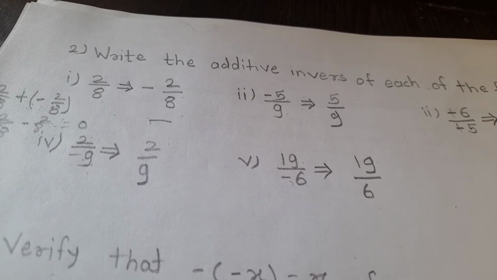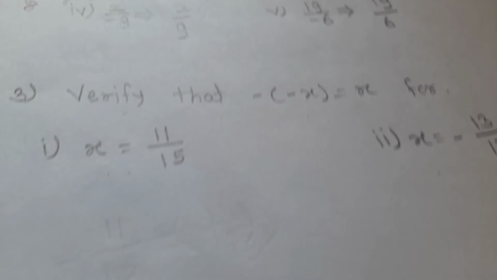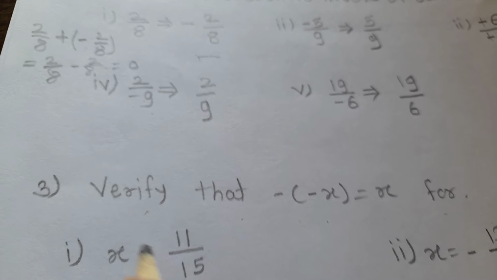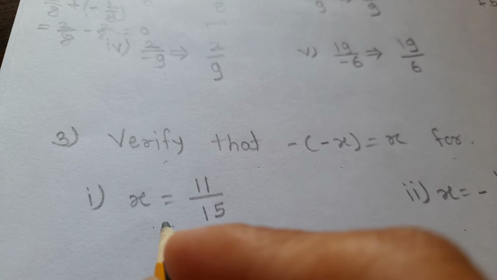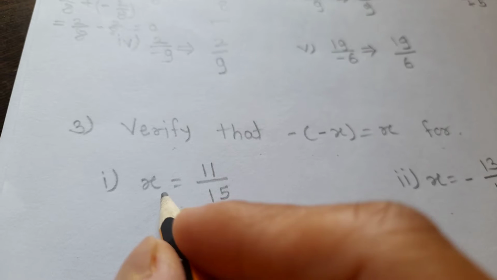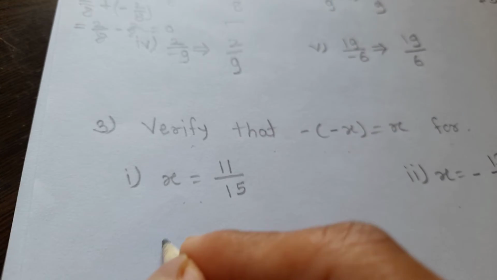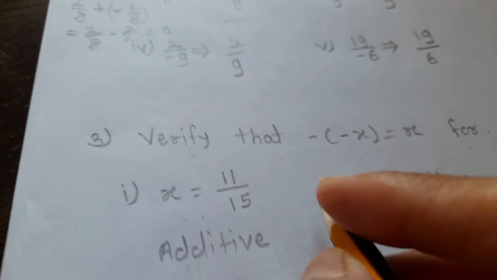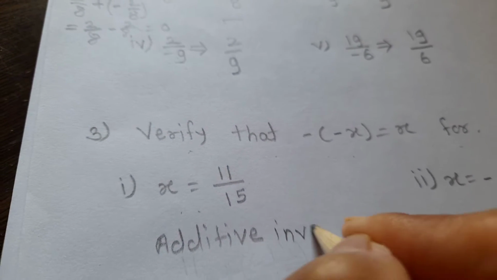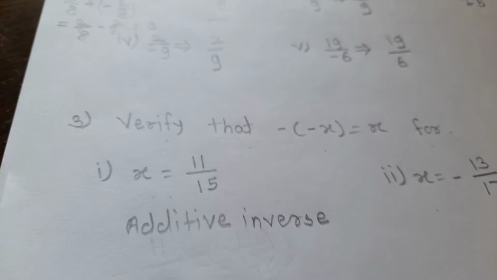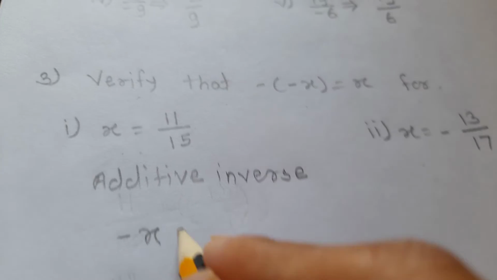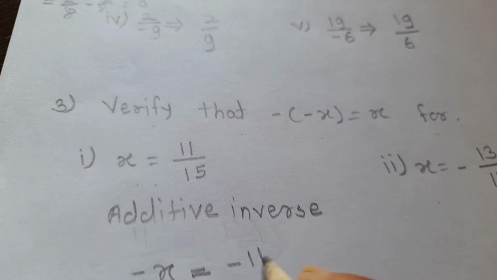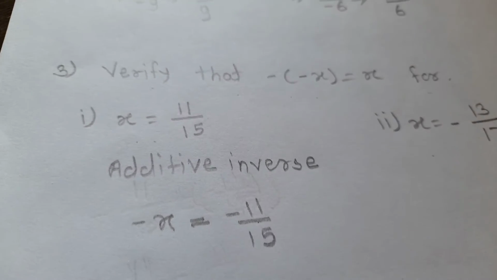Now we will turn to the third example. Verify that minus of minus x is equal to x. For the first example, x is equal to 11 upon 15. Let us solve it. The additive inverse of x is minus x. On the other side, it becomes minus 11 upon 15.